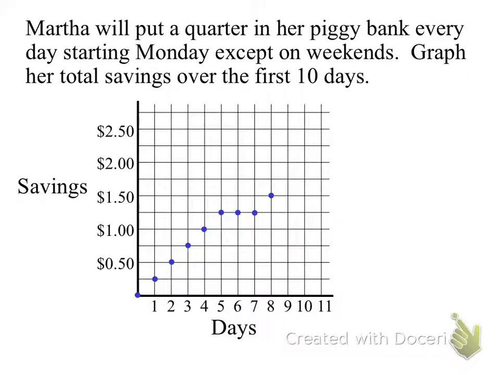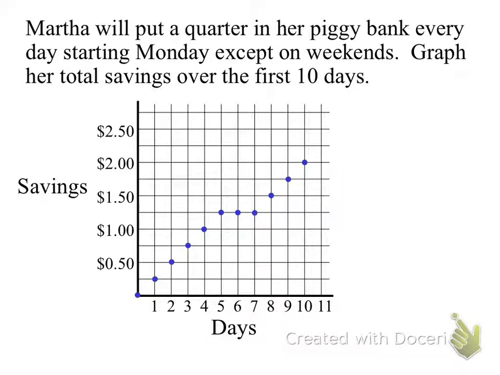Day 9? Day 10? $2. So I guess it's not $250. Why is it not $250? Yes, Vardon? Yeah, we don't put quarters in on the weekends. Now, would I connect these points? Yes or no? And why?